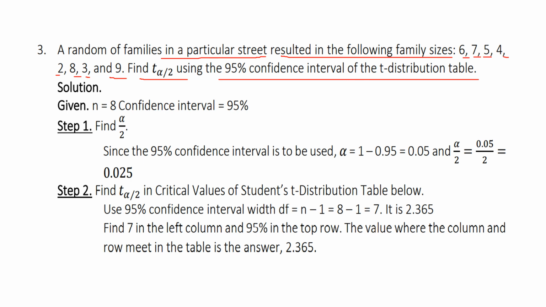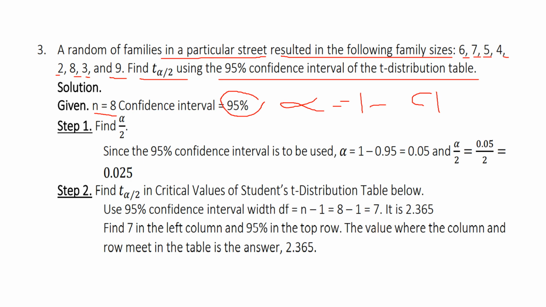So our solution: if we're going to consider these families, there are 8 families here. So your sample size is equal to 8, then your degree of freedom will be equal to 8 minus 1, or simply 7. Now, your confidence interval is 95%. Your level of significance, or alpha, is equal to 1 minus your confidence interval.